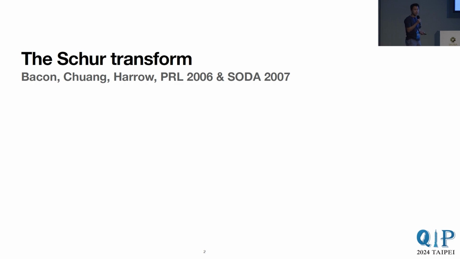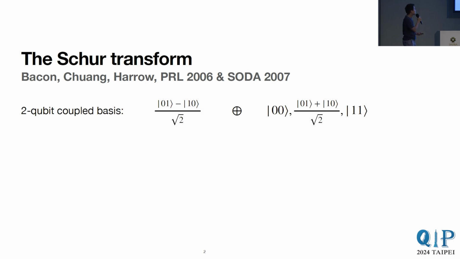So as Dimitri said, the mixed-Schur transform is a generalization of the so-called Schur transform. And this Schur transform was introduced and studied in the context of quantum information almost 20 years ago by Bacon, Chuang, and Harrow. So for background, I'll first introduce to you the original Schur transform. So let's look at the simplest example.